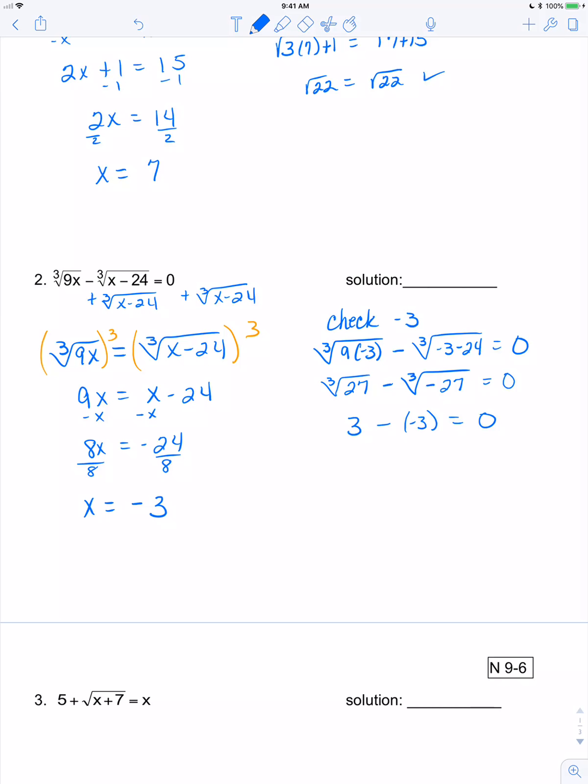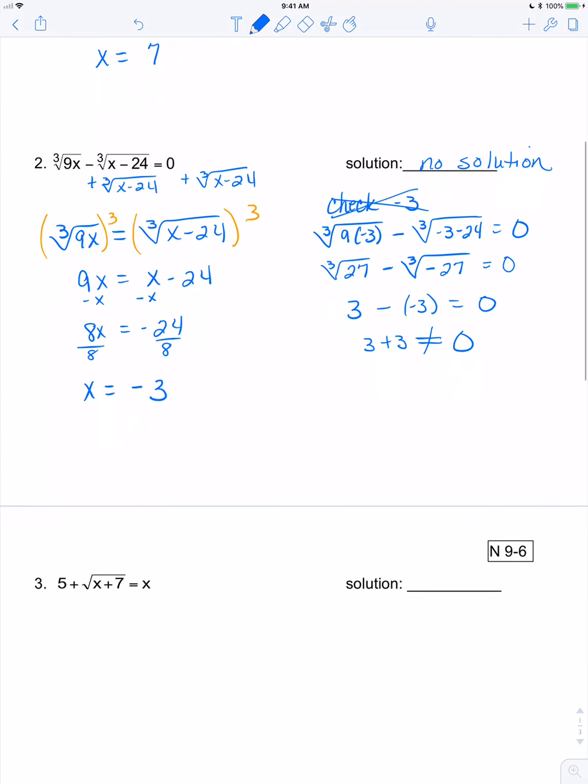Does that make 0? Well, no, it doesn't. 3 plus 3 is not 0. So negative 3 is not a solution, so that is no solution for this one because we only had the one answer. All right, let's look at another one.